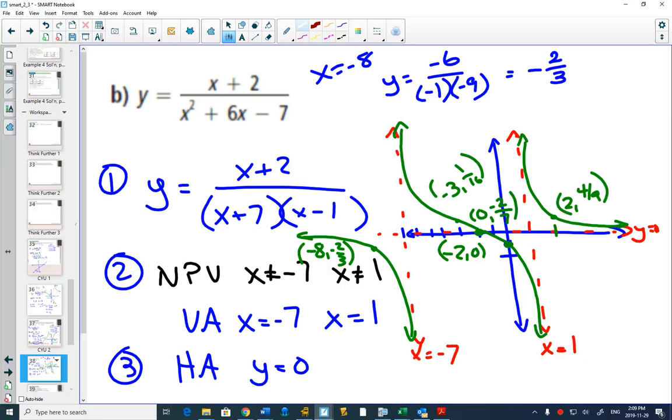So that section is done. So your vertical asymptotes separate your graph into sections. You have to have a nice point, somewhat nice. I don't know if I would consider (2, 4/9) a super nice point. But you need to have a point in each of those sections in order to figure out where you're going to draw the graph.